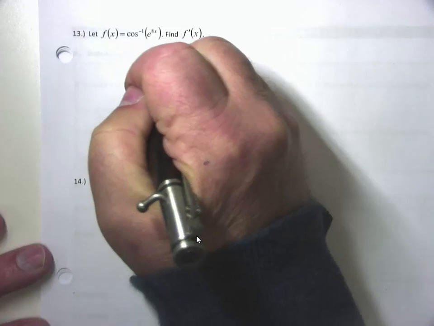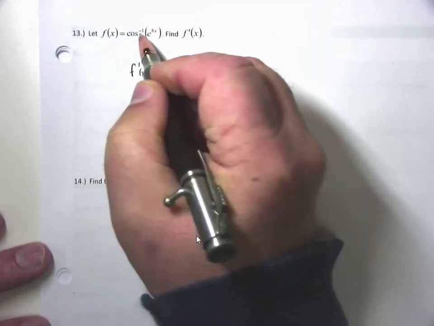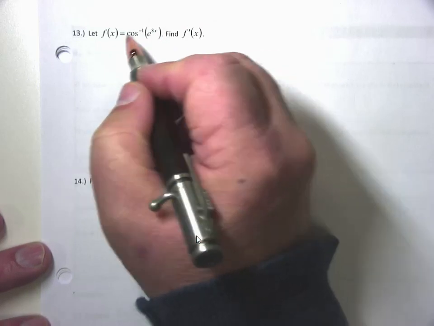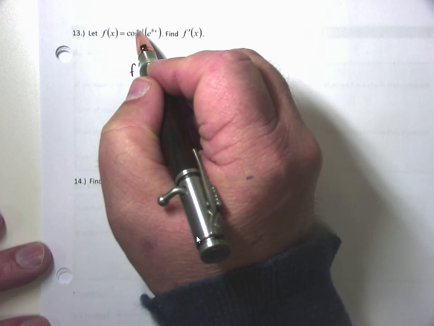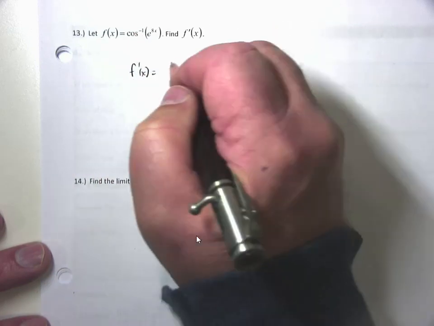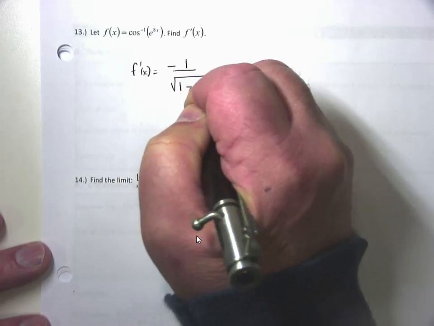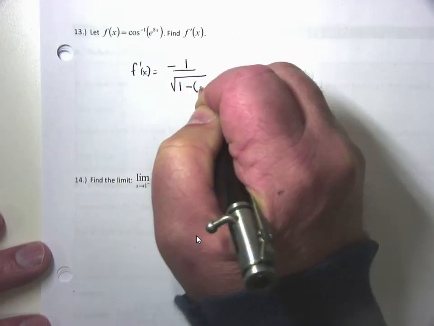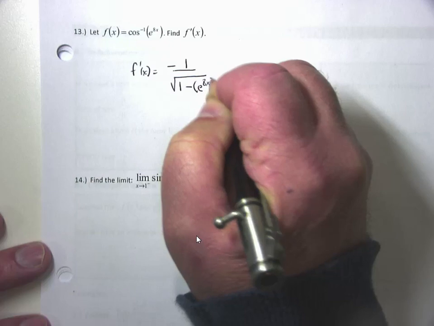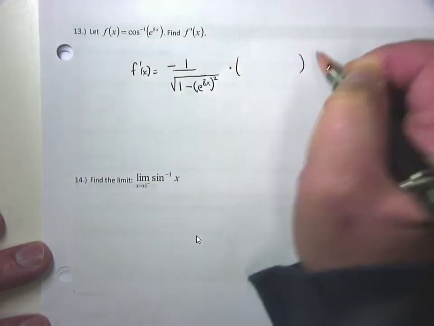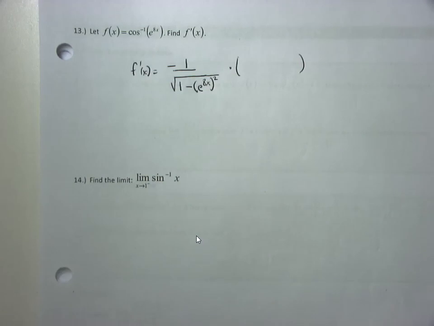So f prime of x, I pause, hesitate, this is the cosine inverse of something other than x, so this is a function, so this is a chain rule version of it. But it is a cosine inverse, and being a cofunction, the derivative is going to be negative 1 over the square root of 1 minus, in this case instead of x, the function e to the 8x squared, but then you've got to do times the derivative of the inside. What's the derivative of e to the 8x?